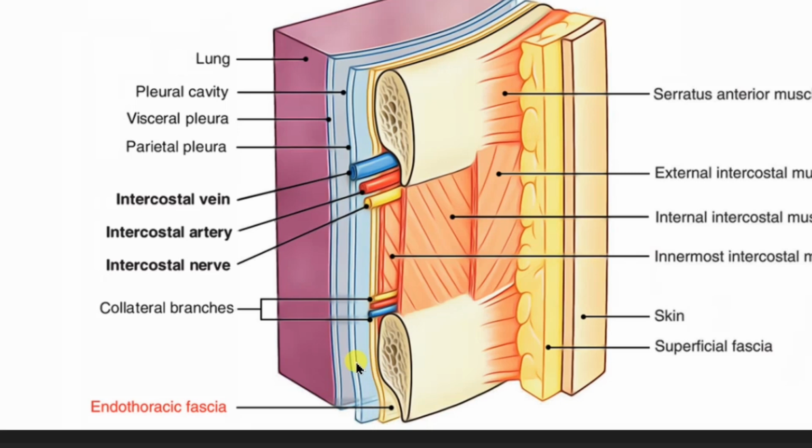So what is it? It is a layer of loose connective tissue deep to the intercostal spaces and ribs. As you can see, it's deeper to the ribs and intercostal muscles. This fascial layer is the outermost membrane of the thoracic cavity. The thoracic cavity starts from the endothoracic fascia, and the endothoracic fascia contains variable amounts of fat. As you can see, the pleura also lies deep to the endothoracic fascia.